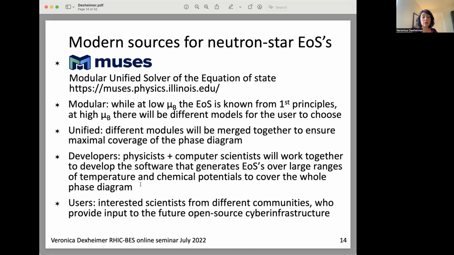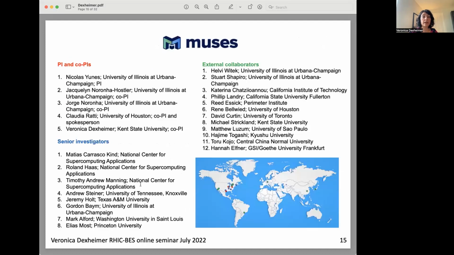So this is currently under development. And this also includes the users as part of the development, users from different communities, including heavy ion. So if you have ideas of things that you wanted MUSES to provide, you can contact Claudia, who is the spokesperson for the collaboration. So here is a sort of a map of who we are. And our list of collaborators has increased substantially from what was here in the original proposal.